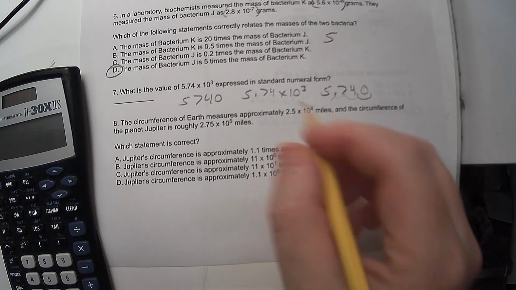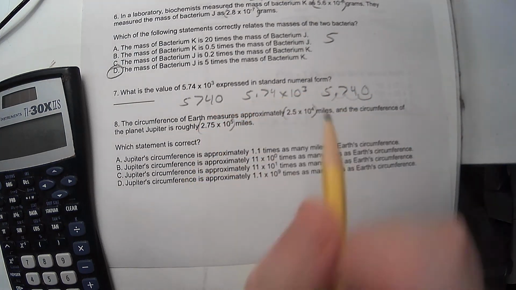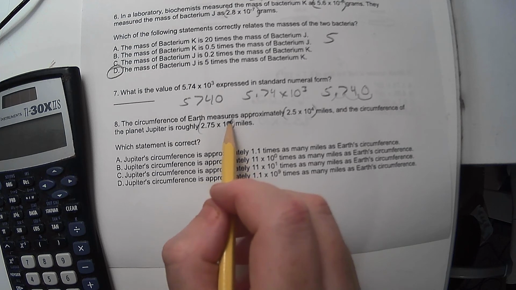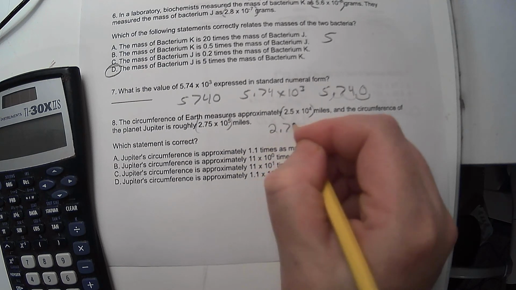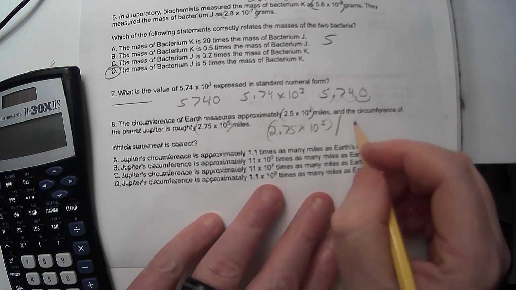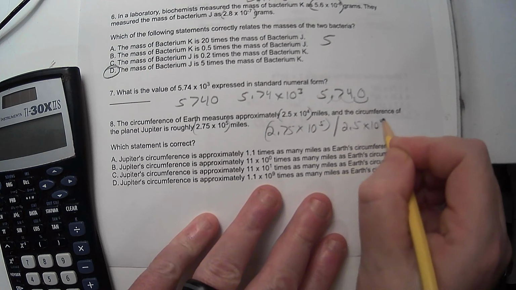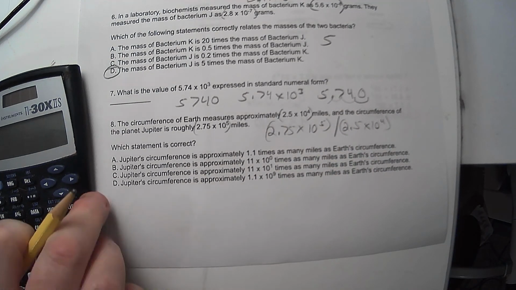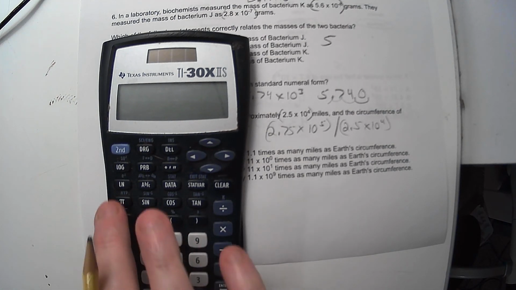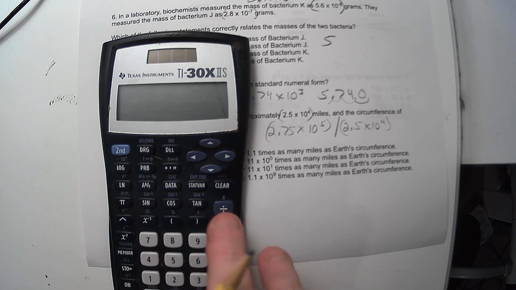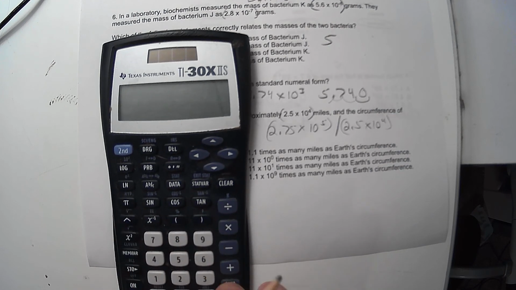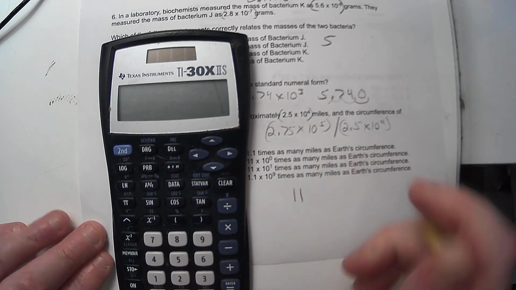So we are comparing these two circumferences, so it's very similar to one of those questions like how many times larger, how many times smaller is one than the other. So we're going to find our largest exponent, 10 to the 5th, and we're going to divide that out by 2.5 times 10 to the 4th. Alright, so let's use our parentheses. So parentheses, 2.75 times 10 raised to the 5th divided by parentheses 2.5 times 10 raised to the 4th. So this is just an 11 as a whole number.